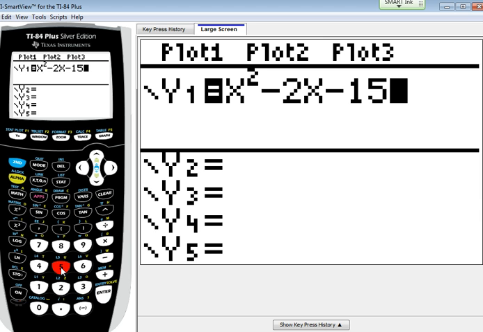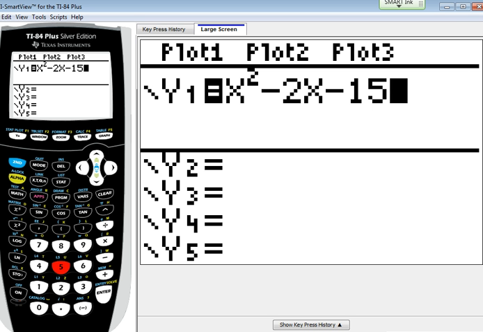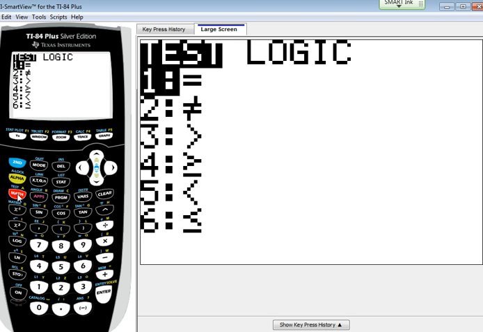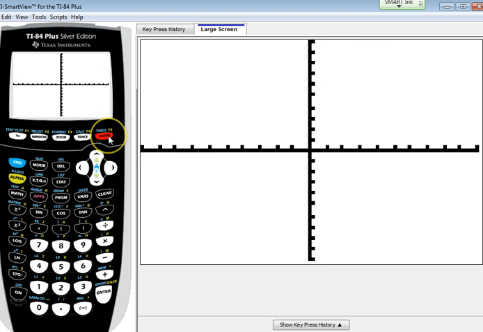All right, to get the inequality sign, what we're going to do is the second test button. Test is where the math key is. You see how you get all your inequality signs? Just take the one that looks like yours, compare to 0, type it all in, and then hit graph. So what this shows you is whether it's a conjunction or a disjunction, and it shows you the values that you should have.